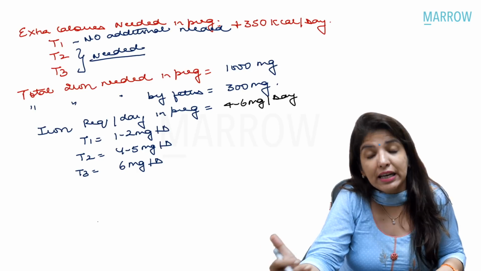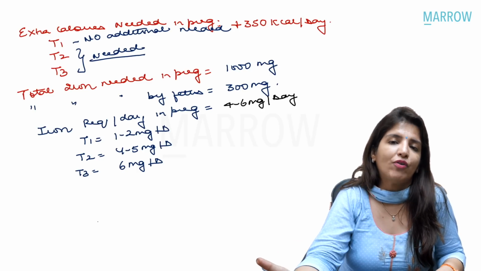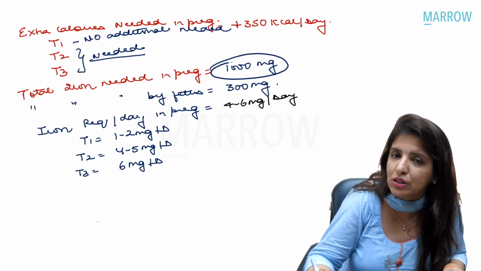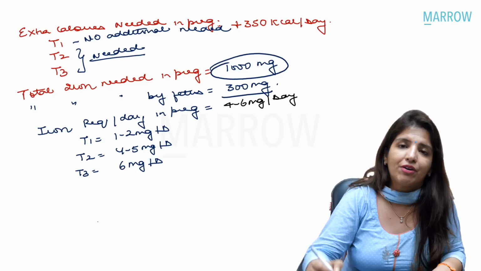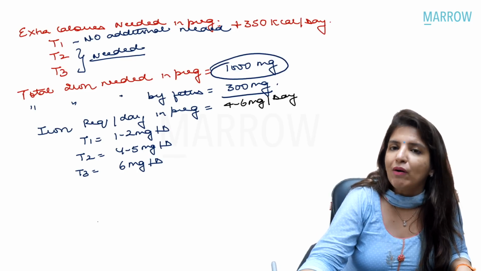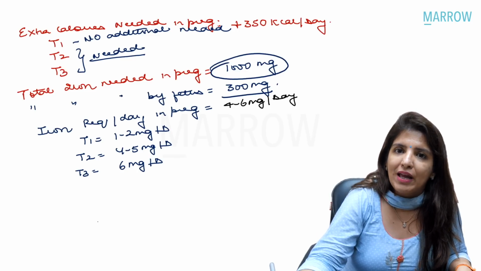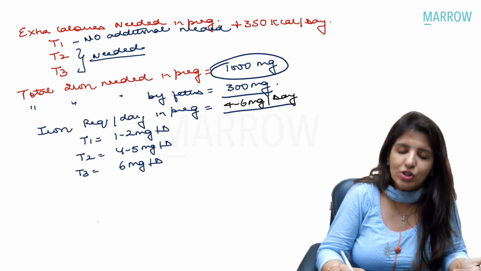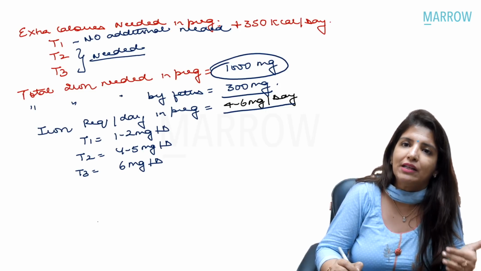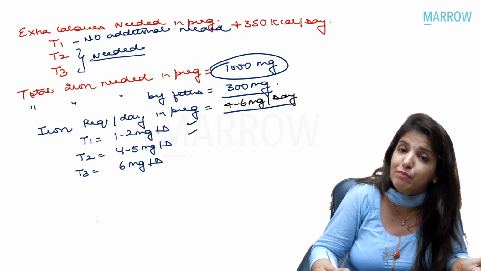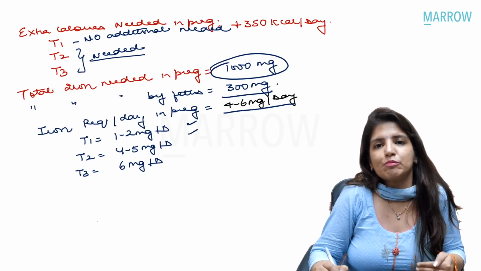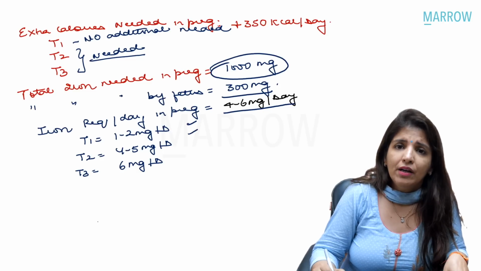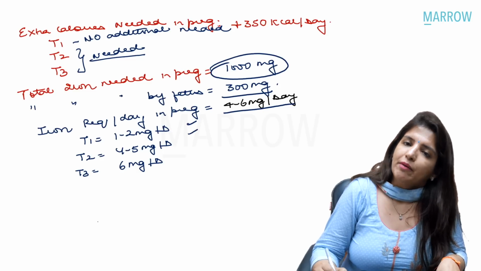As far as iron is concerned in pregnancy, the total amount of iron which is needed in pregnancy is 1000 milligrams. Out of this 1000 milligrams, fetus needs 300 milligrams. So per day, the amount of iron which is needed by a pregnant female is 4 to 6 milligrams per day. If we divide it trimester wise, in the first trimester, it is 1 to 2 milligrams per day. In the second trimester, it is 4 to 5 milligrams per day. And in the third trimester, it is 6 milligrams per day. Right? So this is the iron requirement in pregnancy.